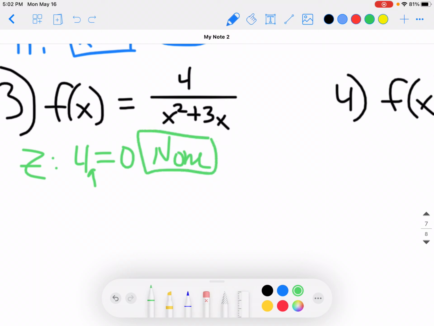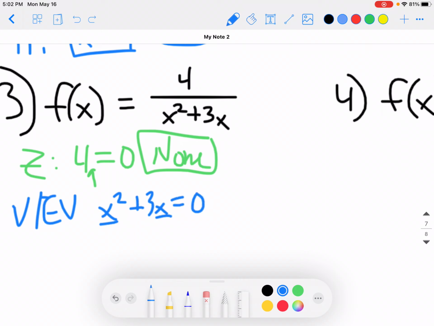That's cool. All right, so for vertical, and our excluded values, I'm going to take the denominator, set that equal to 0, see what happens. Here, I'm going to factor out a common term of x. So I have x times the quantity x plus 3 is equal to 0. And so that's x equals 0, x equals negative 3.